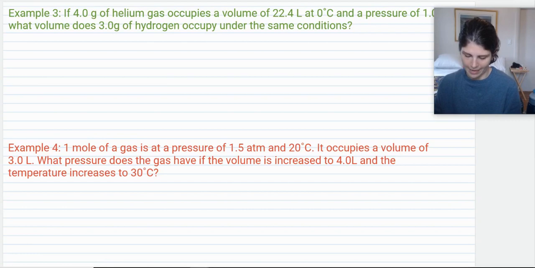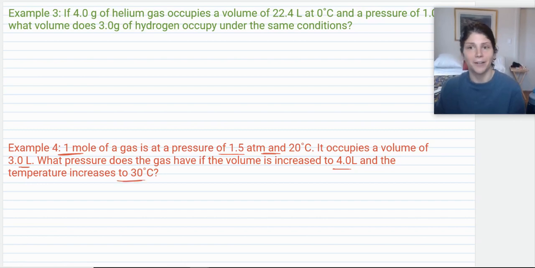Example 4 says we have a gas with 1 mole. So that's an amount right there. 1 mole of a gas has a pressure of 1.5 atm. There's your pressure. And its initial temperature is 20 degrees Celsius. It occupies a volume of 3 liters. I can't exactly underline that, it's in my way. I want what pressure. So I'm solving for pressure. If the volume is increased now to 4 liters, and the temperature has also increased to 30 degrees.